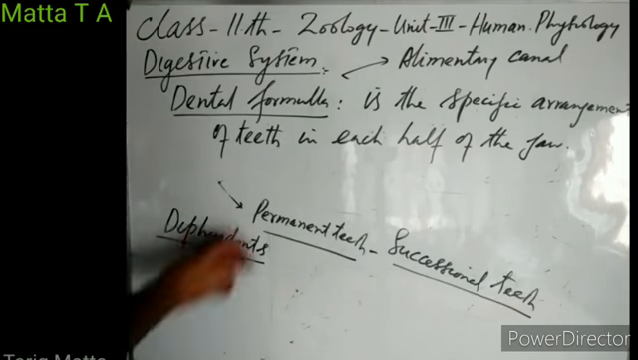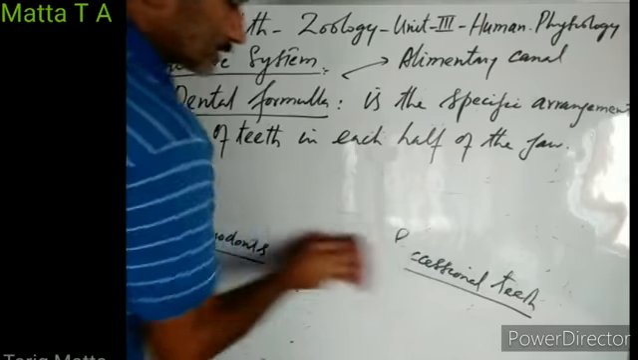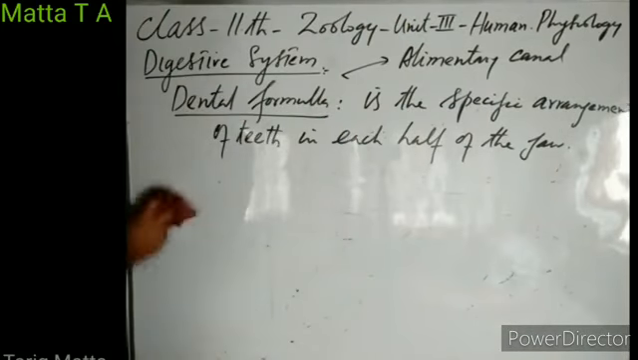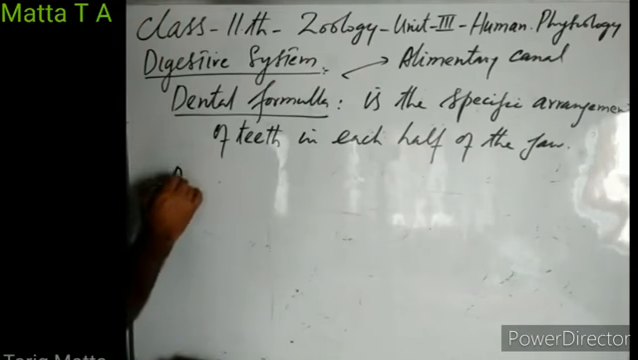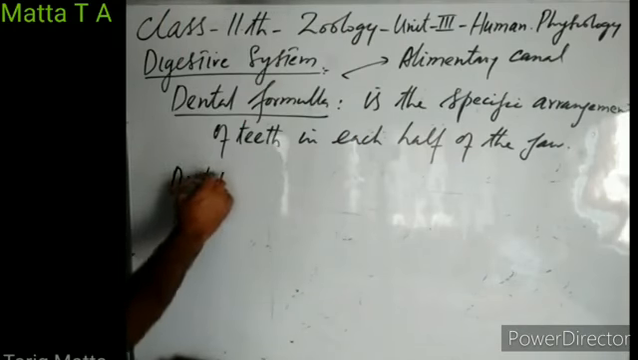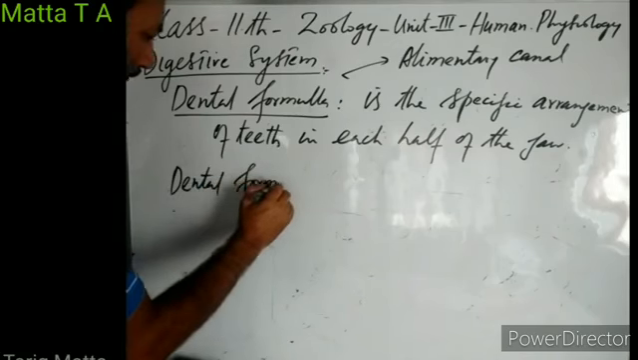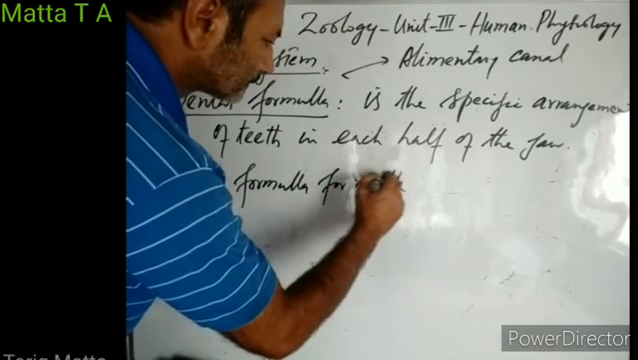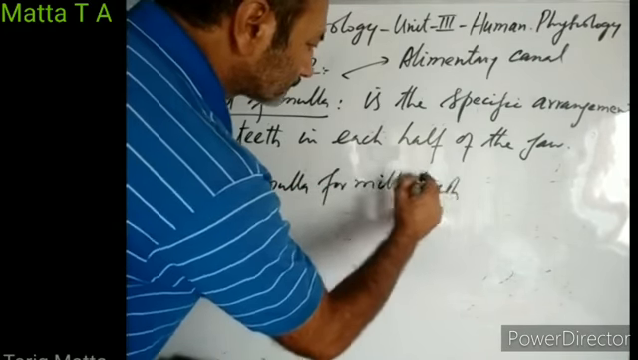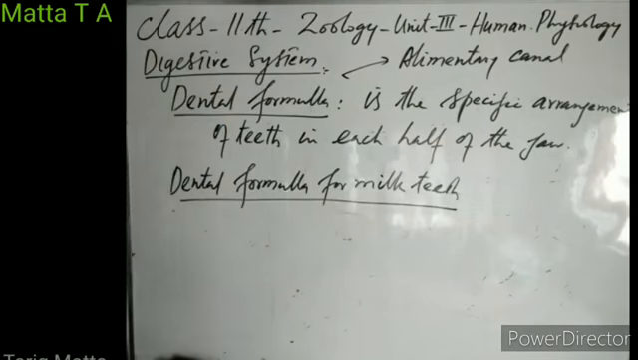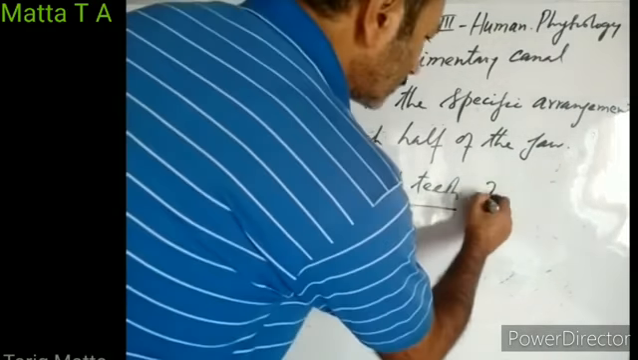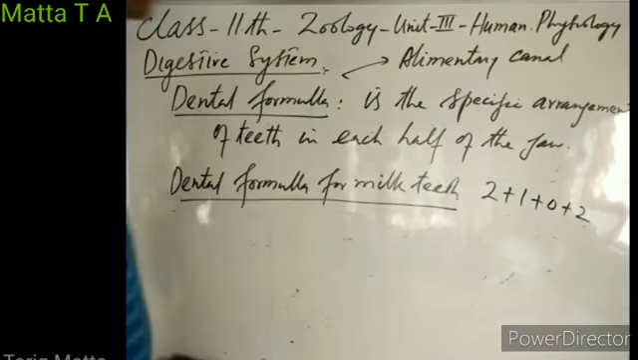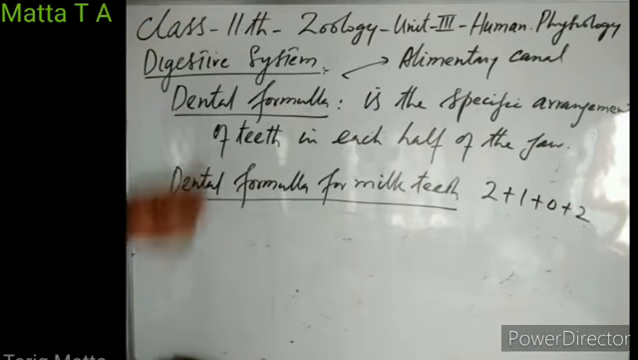So we will first see the dental formula for milk teeth. What is the dental formula for our milk teeth? The dental formula for milk teeth is 2 plus 1 plus 0 plus 2. So what does this formula represent?